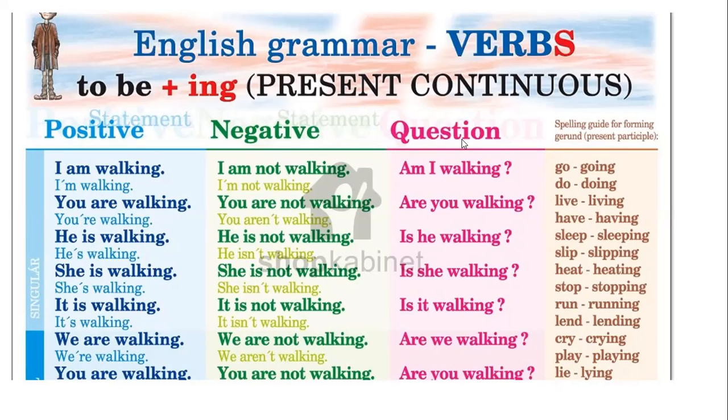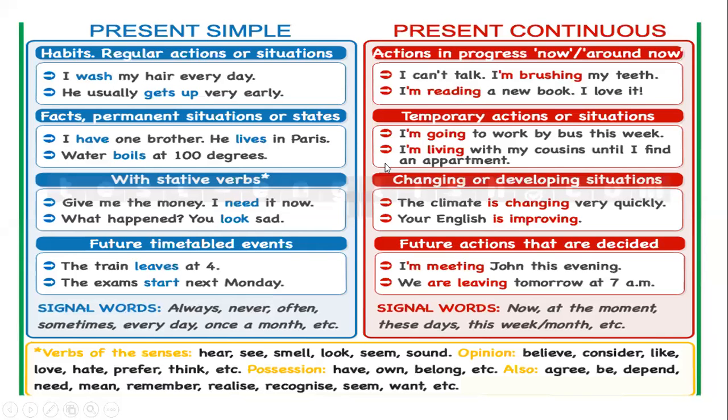Ok, so let me advance, avancemos un poquito. I just want to explain what's the difference between the simple present and the present continuous. ¿Cuál es la diferencia entre el presente simple y el presente continuo? Ok, so let me explain. For example, I use the present simple or simple present to talk about habits or regular actions or situations. For example, I wash my hair every day. He usually gets up very early. Normalmente utilizo el presente simple para hablar de hábitos o acciones que hago regularmente y utilizo expresiones como every day, todos los días. Usually, usualmente, ¿verdad?